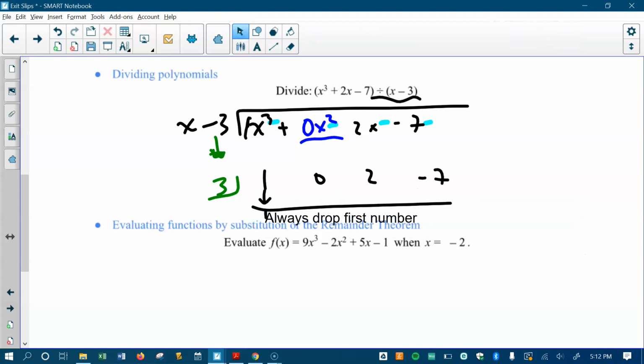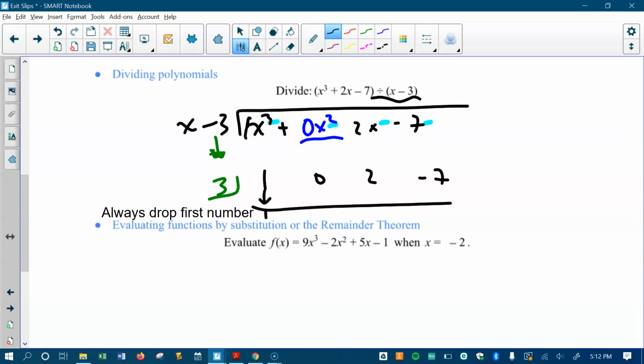Okay, and then once you drop the first number, you're really good to go. Let's just put that here, always drop first number. And the pattern is whatever number is in the box gets multiplied down here and goes to the next space up. So I do 3 times 1 and I get 3. And then I add. I'm always adding or subtracting there. And if there's no signs, add them. And I get a 3.